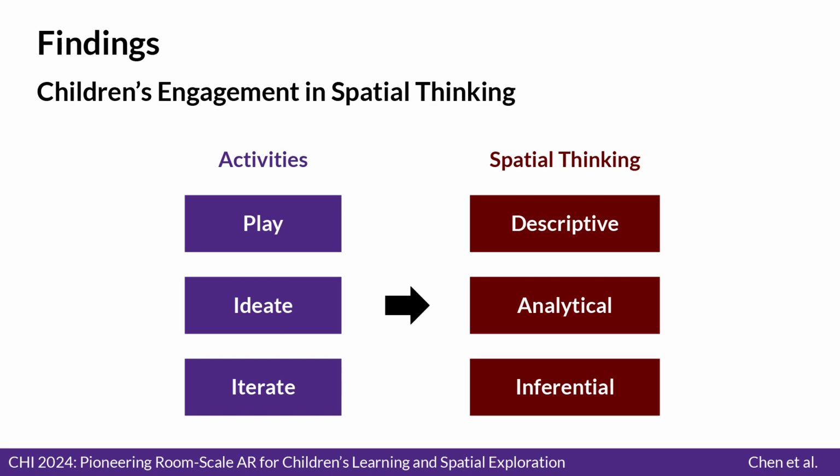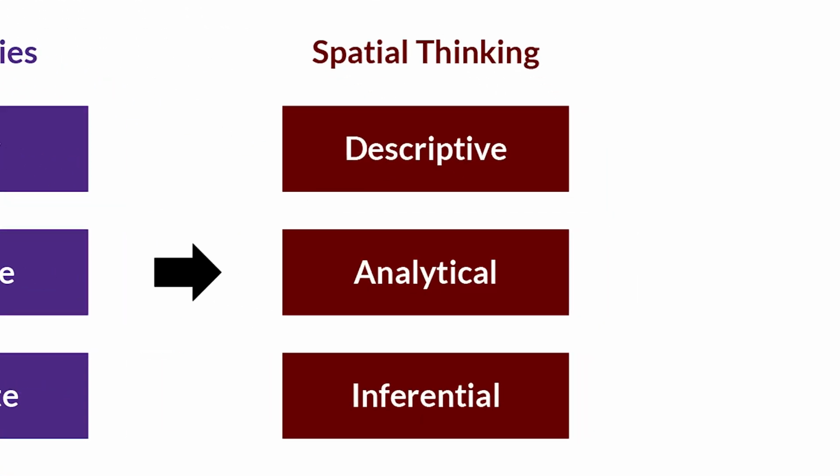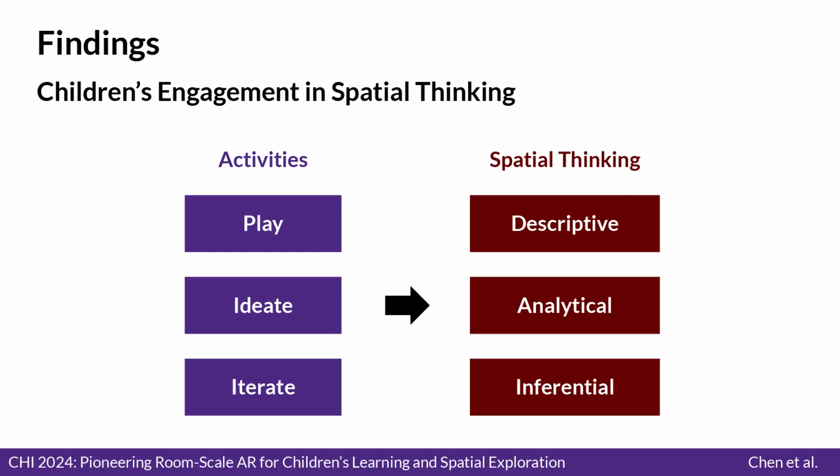Here, we use the National Research Council's definition of 3 spatial thinking functions. First is a descriptive function, where people capture and preserve the appearance of and relationships among objects and then convey them to others. Second, an analytic function, where people transform spatial information into relational representations. And third, an inferential function, where people make answers for the evolution and function of spatial objects.